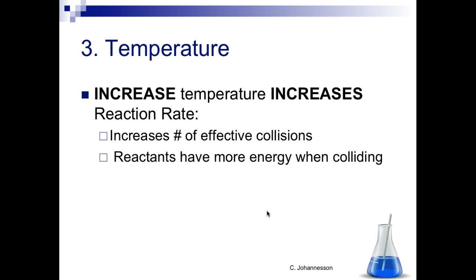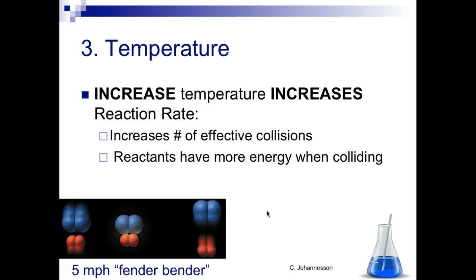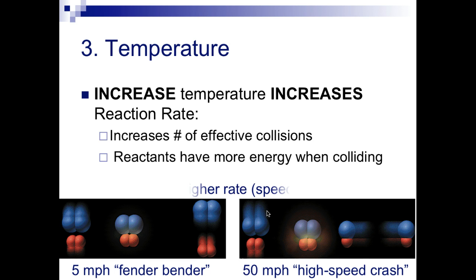The next one is temperature. If you increase the temperature, you're going to increase the reaction rate. This will increase the number of collisions, and the reactants have more energy when they collide. Remember, we talked about this. The more energy you have, the more speed you have. So that means you're going to be colliding with your particles a lot faster. So which has a higher rate of collision? A 5-mile-per-hour fender bender or a 50-mile high-speed crash? A 50-mile high-speed crash is going to have a lot more of a reaction rate. It's going to do more damage.